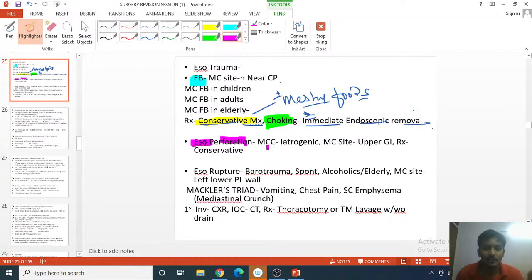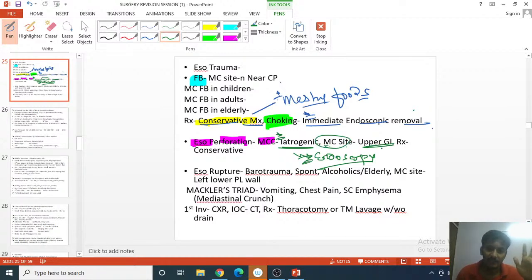ठीक है, esophageal perforation की most common cause क्या है? Iatrogenic. What is iatrogenic? It is due to doctor's mistake or due to healthcare professionals' mistake. So most common cause of esophageal perforation is iatrogenic. और iatrogenic कैसे होगा? It is due to endoscopy. So remember, whenever you use rigid endoscopes, okay, जब rigid endoscopes use करते हो, they can lead to esophageal perforation. The most common site would be upper GI tract, that is your esophagus, upper esophagus mainly, okay.